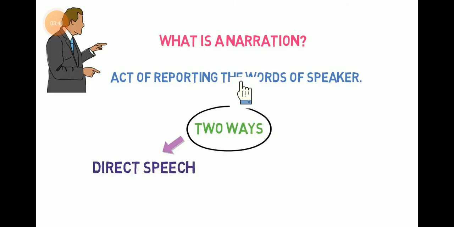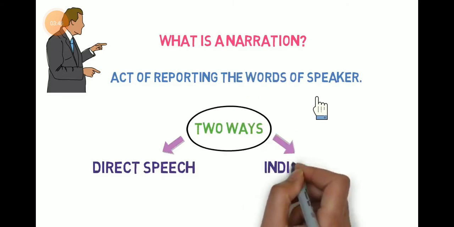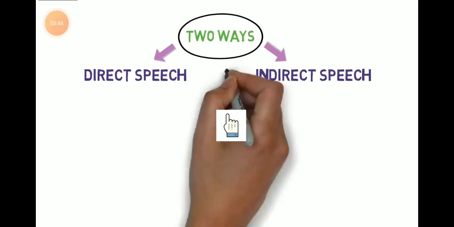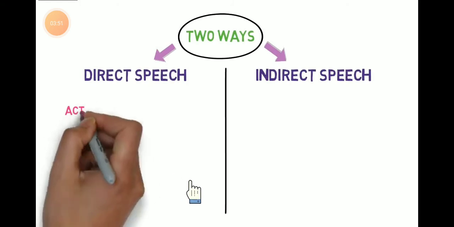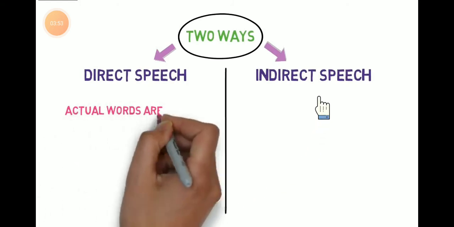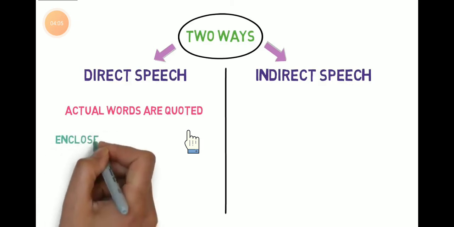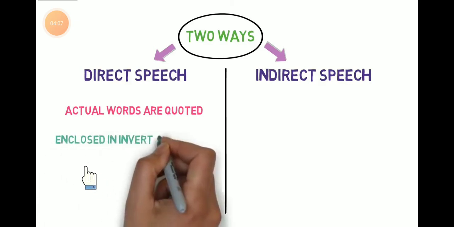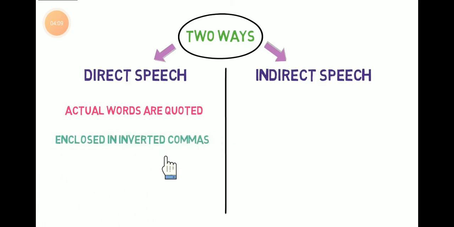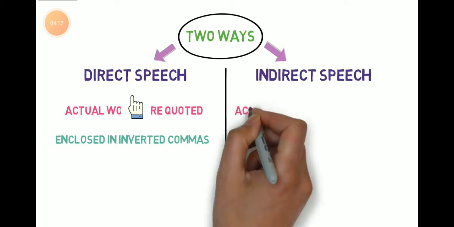Here, this narration, this reporting of the words of the speaker is divided in two ways, which are direct speech and indirect speech. So what is direct speech? Direct speech is when actual words are quoted. Actual words are quoted in double inverted commas, or it is enclosed in inverted commas. So this is what you can know about direct speech.